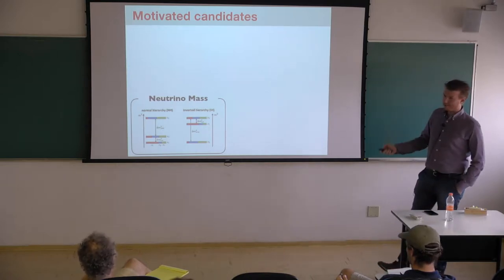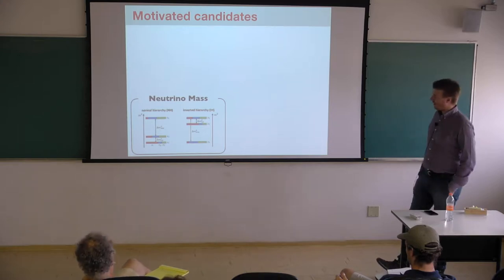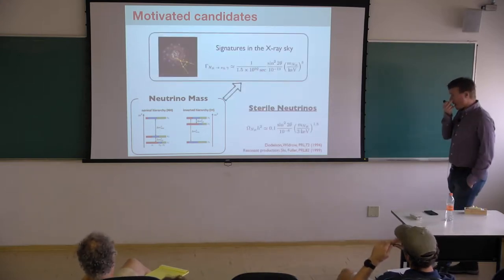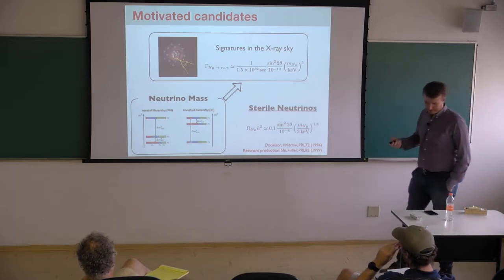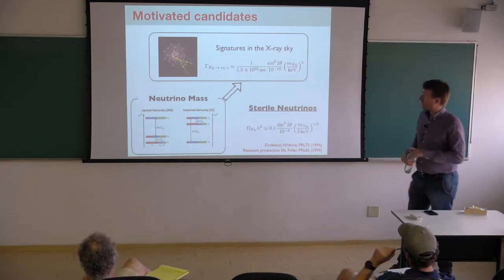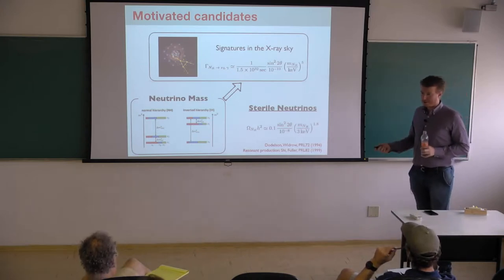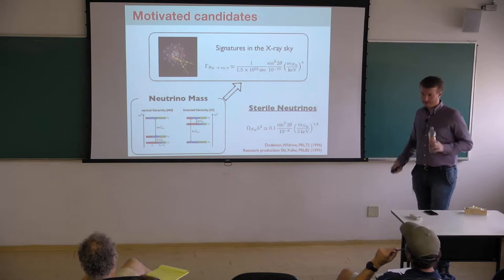And finally, as you maybe could have guessed from my title, this is an important candidate because it will give signatures in the keV region. So the neutrino mass is also a way to get a motivated dark matter candidate, a sterile neutrino. The keV region is interesting because there is a way to produce that in the early universe through oscillations.